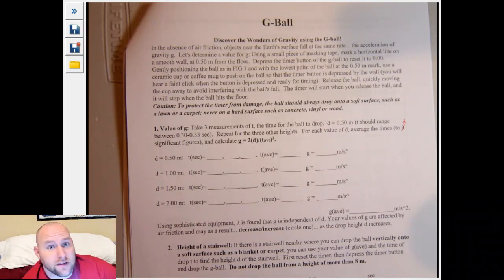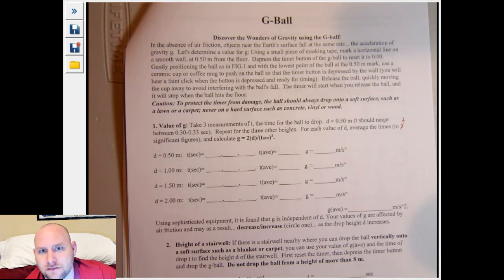Alright, this is the gravity ball explanation. I always think the camera's there, but it's actually there. And it's throwing me off, because I'm used to it being in the center of my screen. I digress.